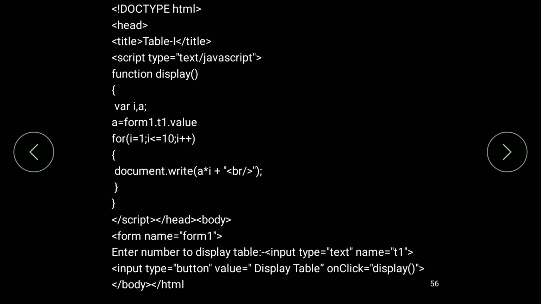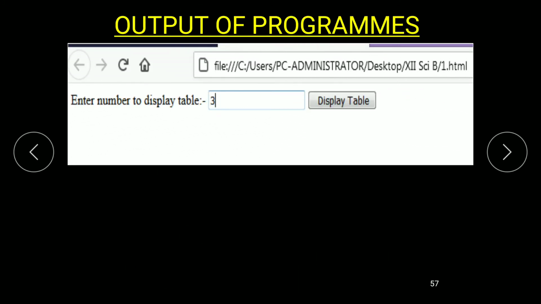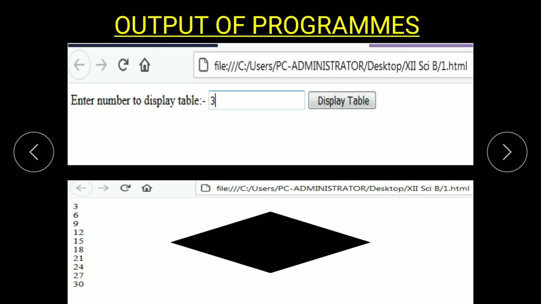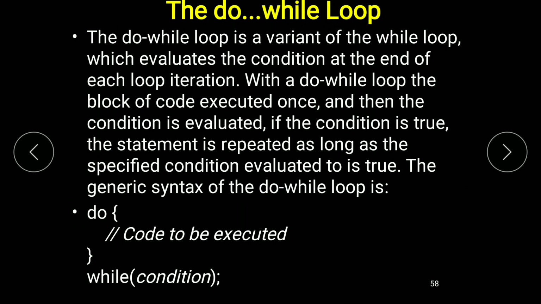The for loop will execute, and the output of the program is: first you can see the text box and button. In the text box you write down any value. I write down 3 here, and when I click on the display table button, you can see it shows the output, the table of 3.